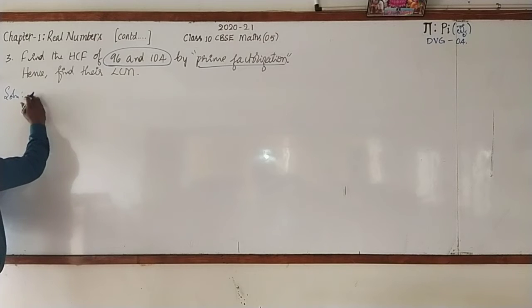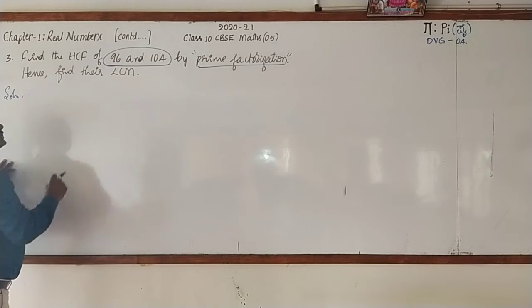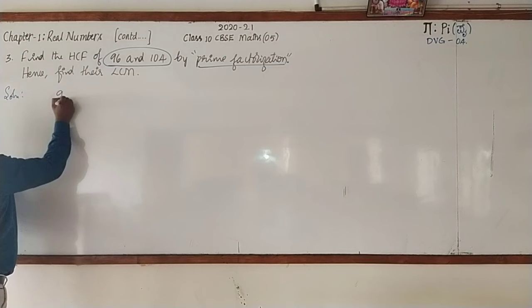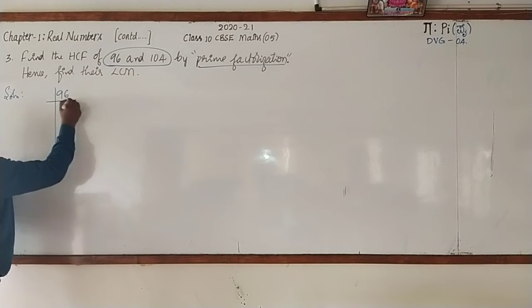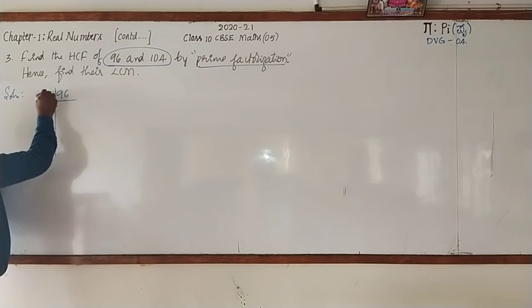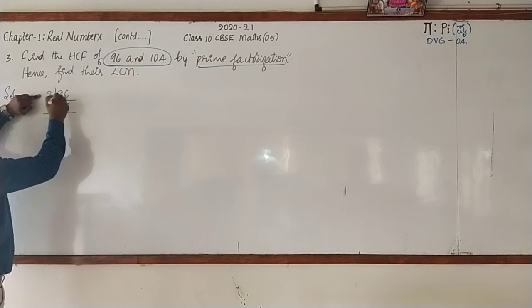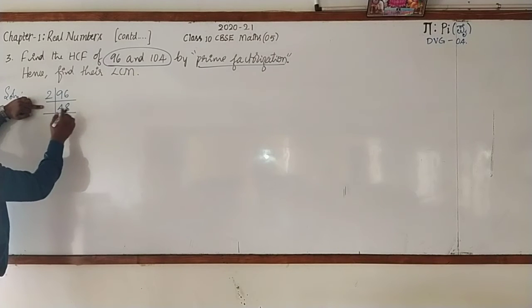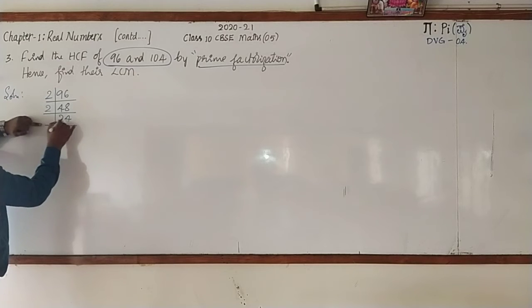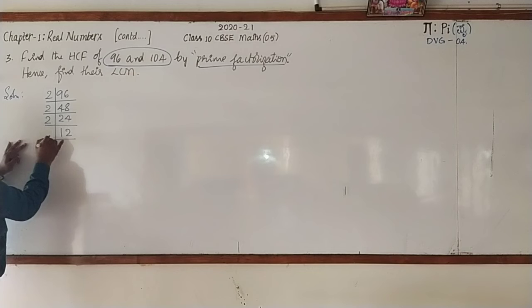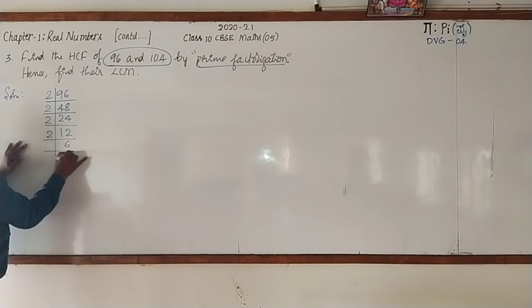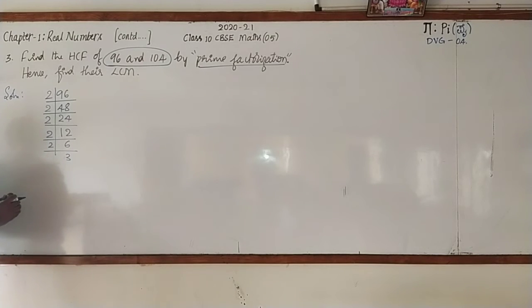First, I will find the prime factorization of each number. 96 is there, and as it is even, start dividing it by 2. 2 8s are 16, 48. Again, it is an even number. 2 2s are 4, then 2 4s are 8. Again, it is even. 2 1s are 2, 2 2s are 4. Even again, 2 6s are 12, then 2 3s are 6, then 3.